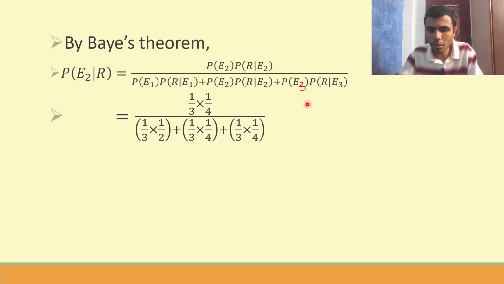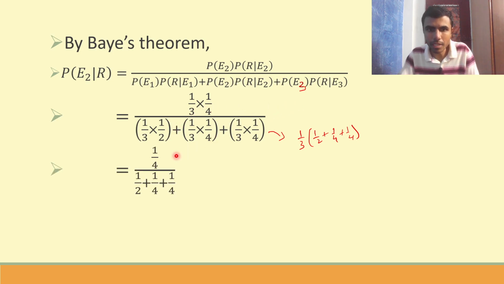Okay. Now in the denominator, if you take 1 by 3 common, 1 by 3 is common. So 1 by 2 plus 1 by 4 plus 1 by 4. So this 1 by 3 and this 1 by 3 will get cancelled. So 1 by 4 by 1 by 2 plus 1 by 4 plus 1 by 4.